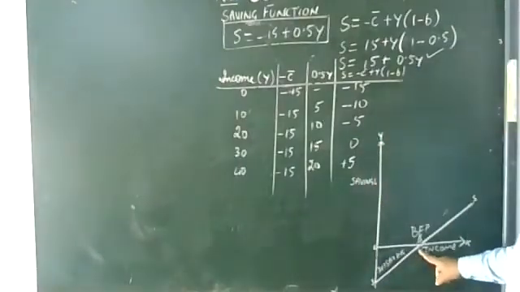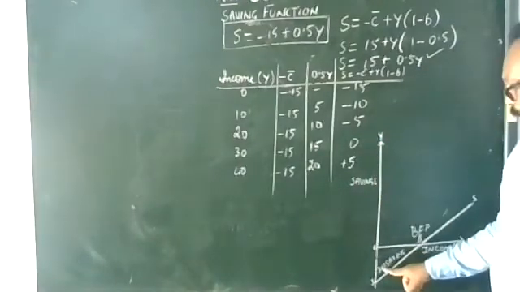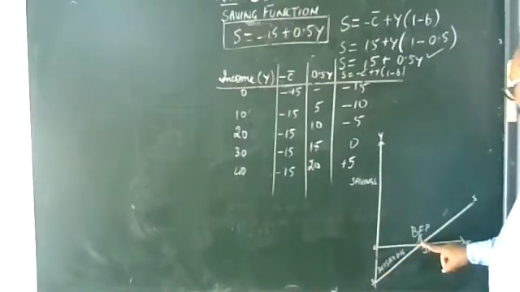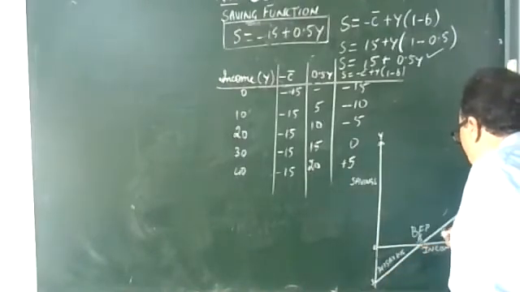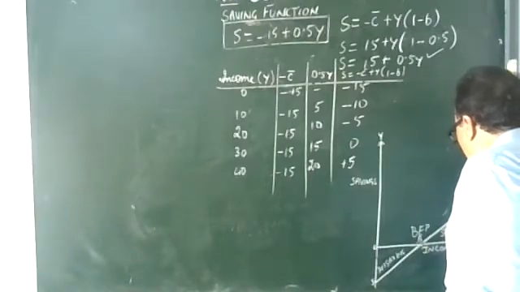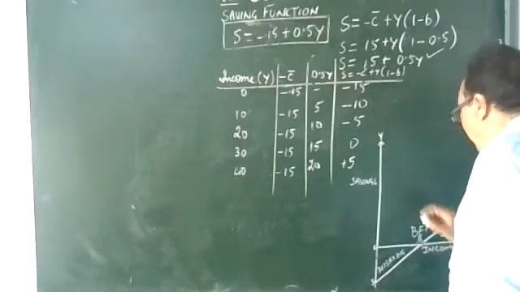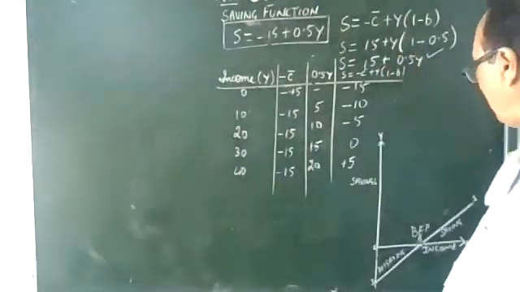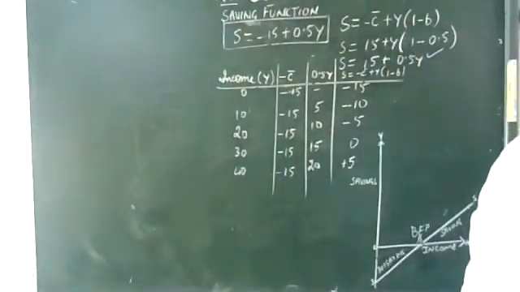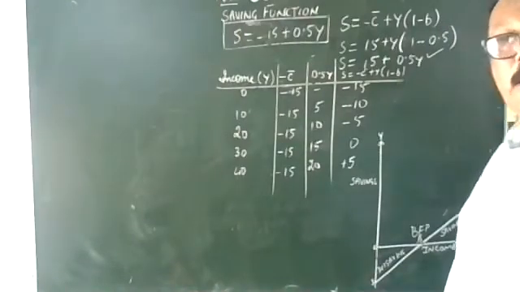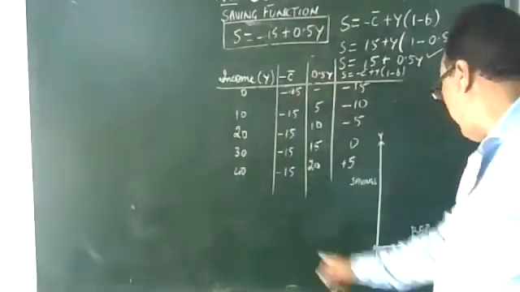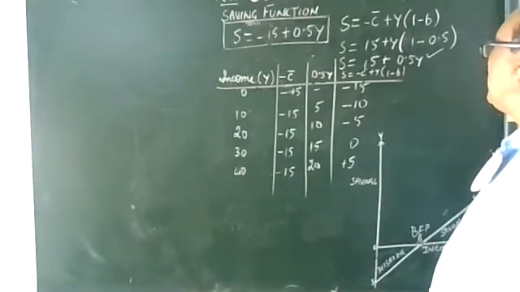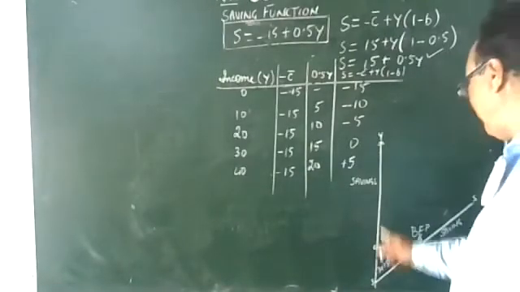So before the BEP is this savings. After the BEP, here you will start saving. Understood? Now you can take the income 0, 0, 10, 20 over here in this line, and the savings you can take over here.